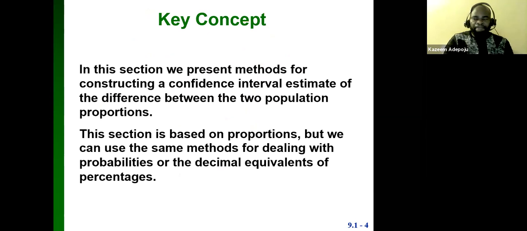Now, what we want to do here is construct a confidence interval estimate of the difference between two population proportions. Why do we want to do this? For instance, we may want to compare the number of females in the United States Congress and the number of females in the Canadian House of Parliament. If we want to do that, we need to obtain the proportion of females in the two assemblies.